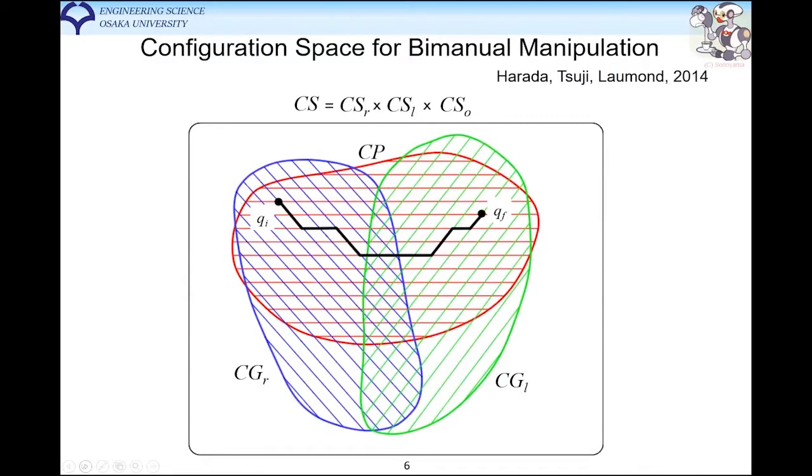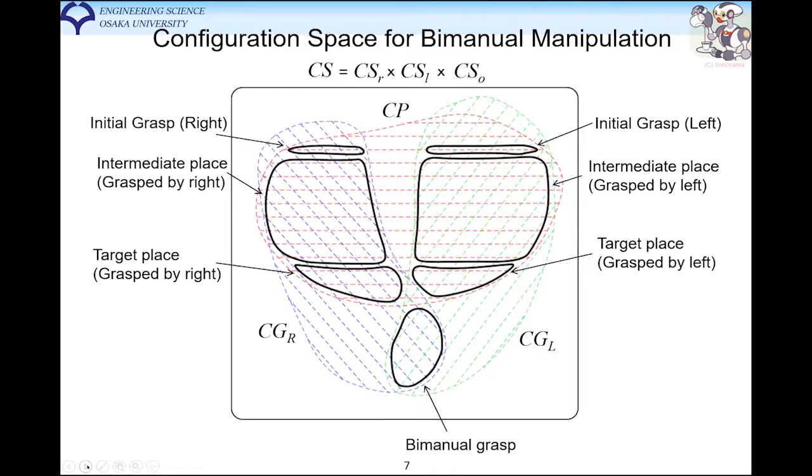And in 2014, we extended this structure for bimanual manipulation. In this case, the blue one is the configuration space of the right arm, and the green one is the configuration space of the left arm. And the red one is the placement space. And the common space between the blue one and the green one is the bimanual space. And then we can assume the initial grasp, the intermediate grasp and the target place, on the right arm, left arm and the bimanual grasp space.